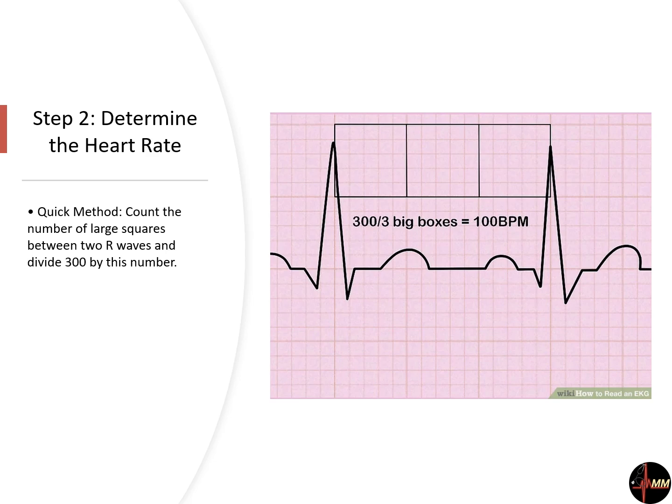Next, we determine the heart rate. Here's a quick and easy method. Count the number of large squares between two R waves and divide 300 by this number. This simple calculation gives you the heart rate in beats per minute.